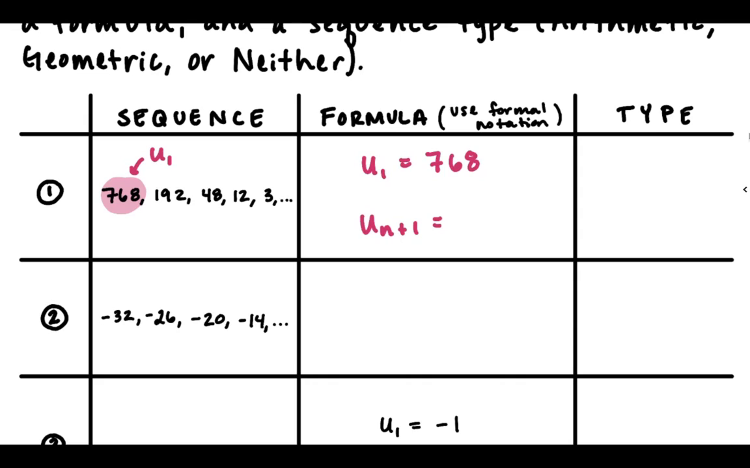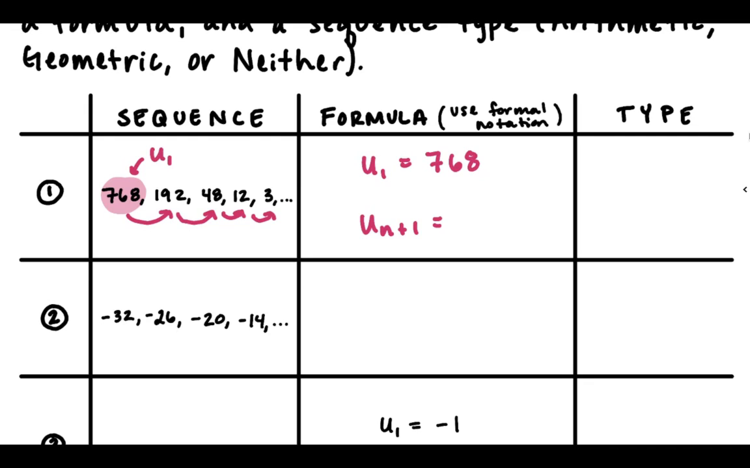To figure out what our rule is, we need to know how we are getting the next term from the current term. So what do I do to go from 768 to 192 to 48 to 12 to 3? We might see it more easily down here, that 48 divided by 4 is 12, 12 divided by 4 is 3. That might be a guess, and then we could check it: 768 divided by 4, that's 192. So it's probably divided by 4.